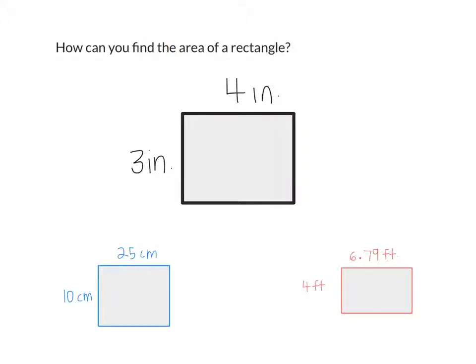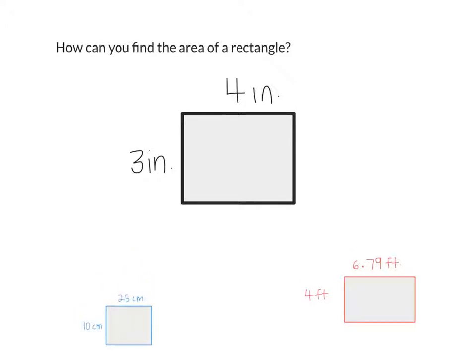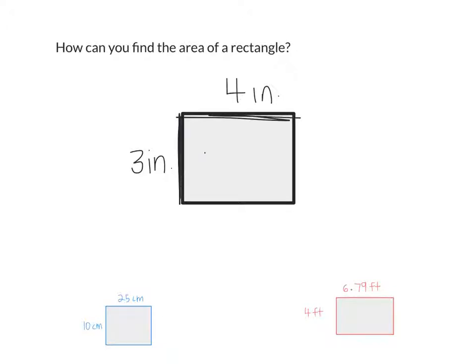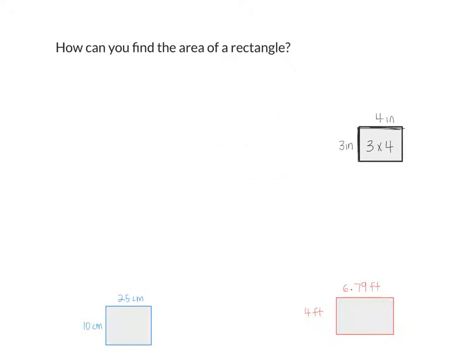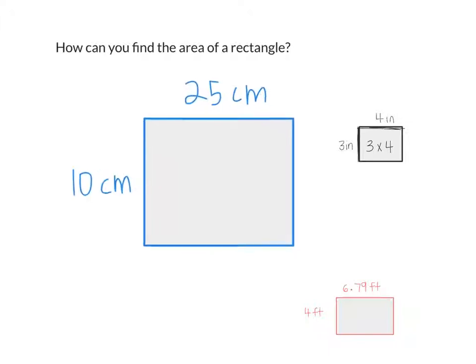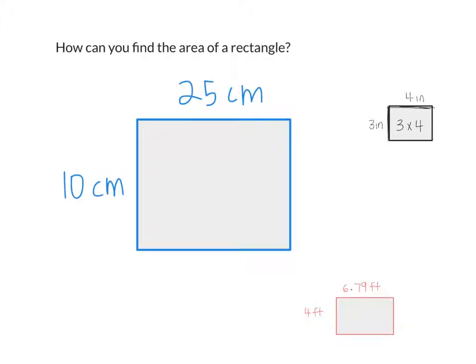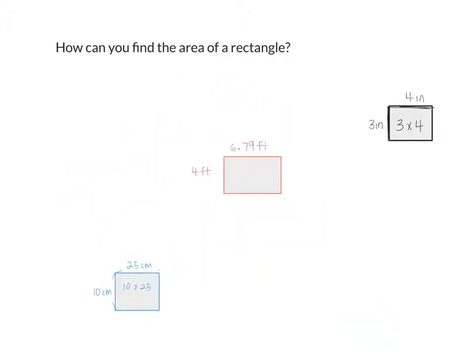How do you find the area of a rectangle? Let's say I have this rectangle right here in black. How can I find the area of this rectangle? Lydia? I can measure the length by the width. So in order to find this, I would find 3 times 4, which we know is 12. Okay. How can I find the area of this rectangle? Again, I need to multiply the length times the width, or 10 times 25, or 250. Okay. How can I find the area of this rectangle?